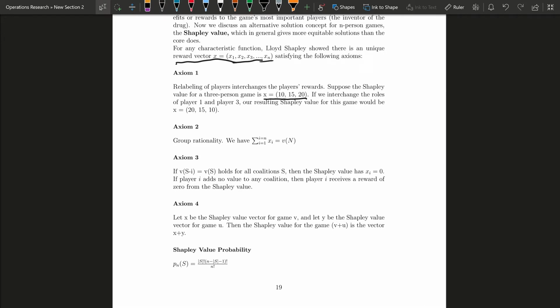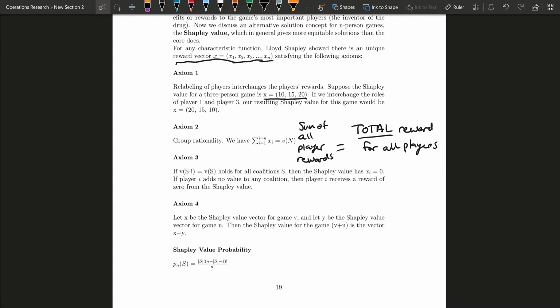For axiom number 2, we just have basically group rationality. So all of this really is saying here is the sum of all the players' rewards is equal to the total reward for all players. So I'm going to write that on the side here. Sum of all players' rewards is going to be equal to the total reward for all players, which really is just saying that all of the prize essentially is going to be used and divvied up amongst the players.